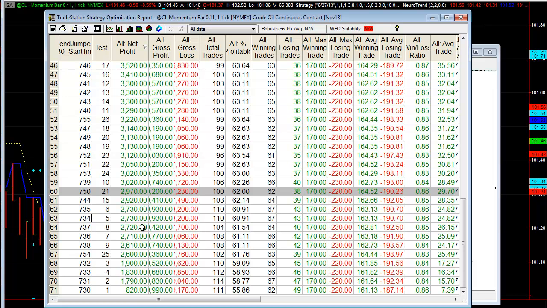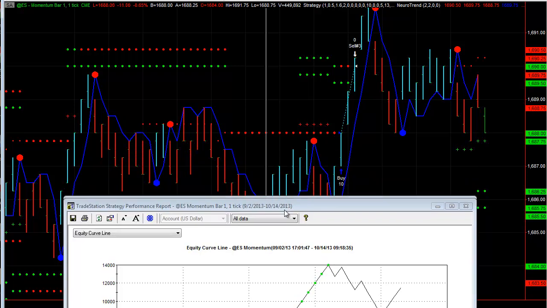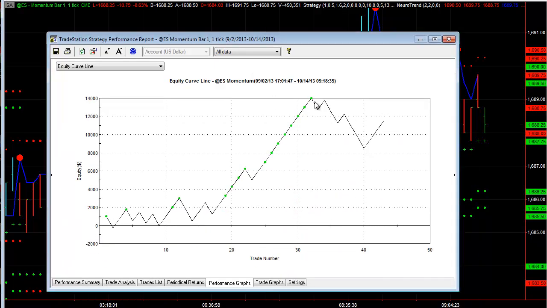Let me go ahead and jump over to the S&P E-mini, which more of you may be familiar with, and show you again how dramatic this can be. Okay, so here's an equity curve on the S&P E-mini. This is over about a month, a little bit over, and it's trading multiple contracts. So in this case, don't get too excited about one contract at $14,000 in 1 month.